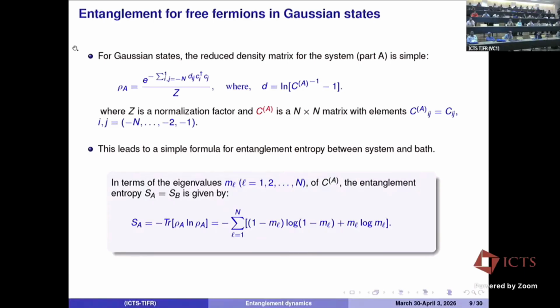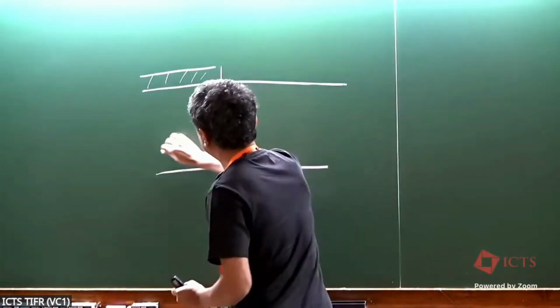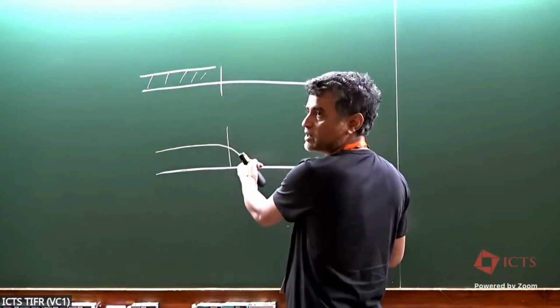See, this is my system, right? This is my system which is completely full, and then I open this wall, and this is evolving, right? After some time, if you look at the density, some electrons have leaked into the reservoir.